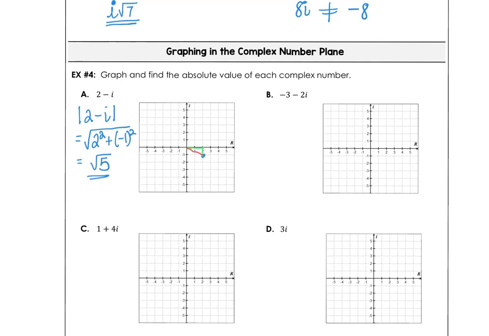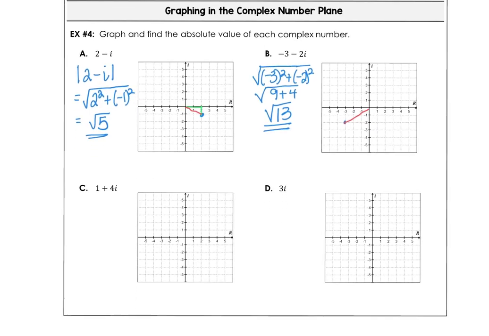For letter B, the absolute value of -3 minus 2i is going to be this length here, which is the square root of a squared plus b squared, and that would be 9 plus 4 under the radical. So the absolute value is square root of 13.